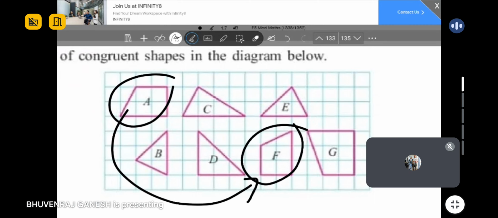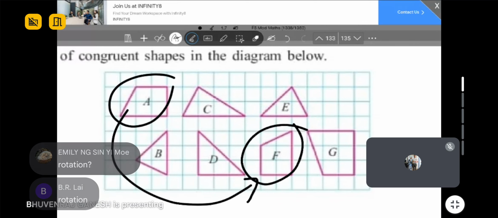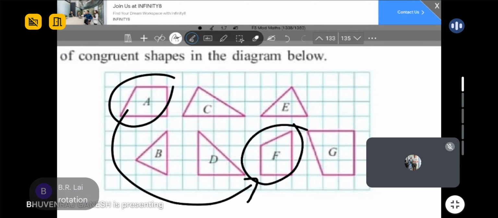Okay guys, so A and F, if you can see carefully, what type of transformation is this guys? Apa jenis transformasi yang sedang berlaku? Wait, let me see. Yes. Okay, it's rotation. Yeah, putaran. Correct. Okay, so that's why it's congruent. Always remember guys, rotation, putaran, takkan ubah bentuk dan size object. It won't change your shape and size if you are doing rotation. So means that it's congruent.